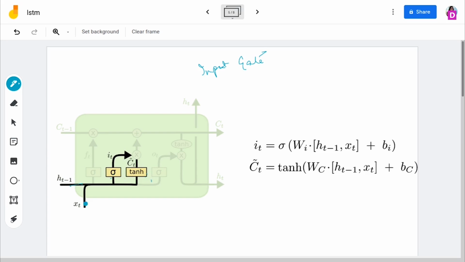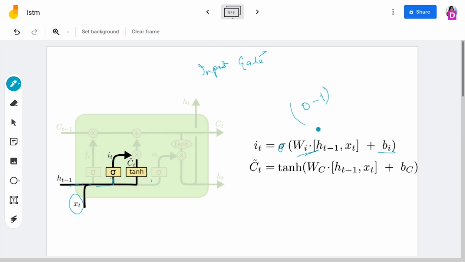So you have the input h(t-1), which is the previous cell hidden state, and x(t). x(t) is your input in this particular time step. This is going to pass through a sigmoid function. It will be multiplied with the weights, and you have a bias added to it. This will pass through the sigmoid function, the same thing as before. It will give you values between 0 and 1.